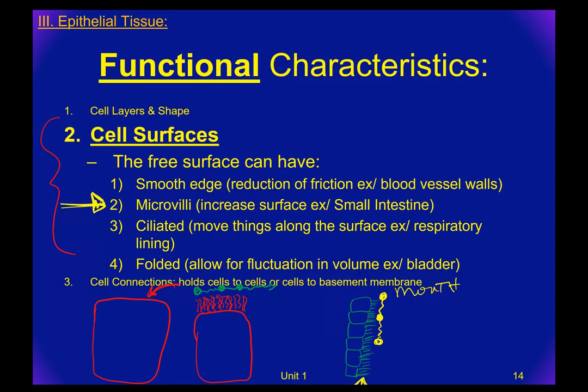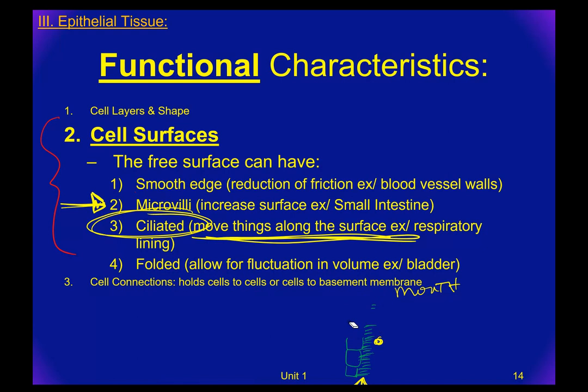But again, the cilia are moving, but they're moving stuff across their surface, like the crowd in the rock concert. They're not moving the cells themselves. So when it comes to the cilia or the ciliated surface, it's moving things along the surface. And again, the perfect example is the respiratory lining. So let me erase that. The last one, folded.